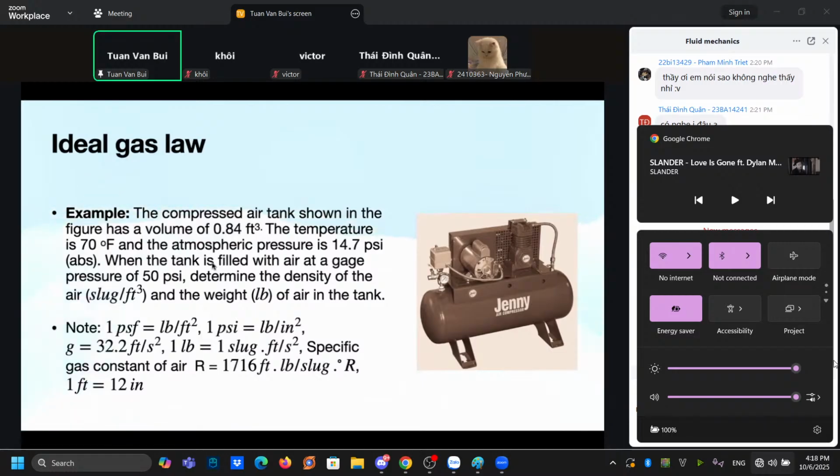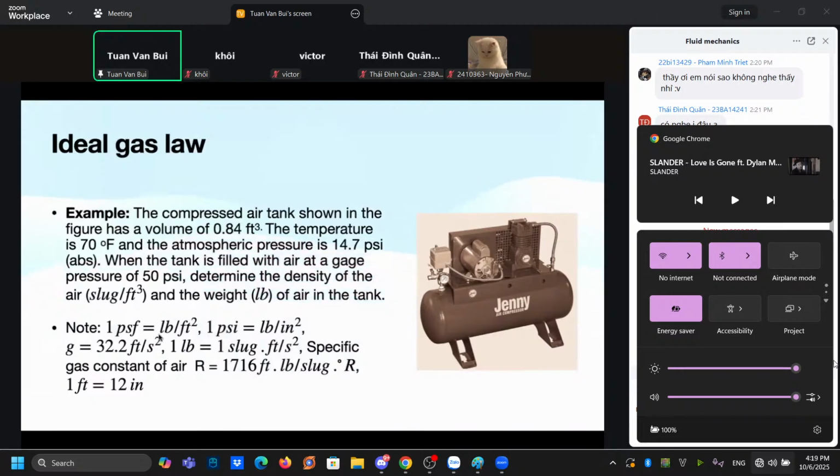When the tank is filled with air at a gauge pressure, so I mentioned in the previous slide, normally for air compression you will get the gauge pressure. So this value is 50 psi. Determine the density of the air and the weight of the air in the tank.